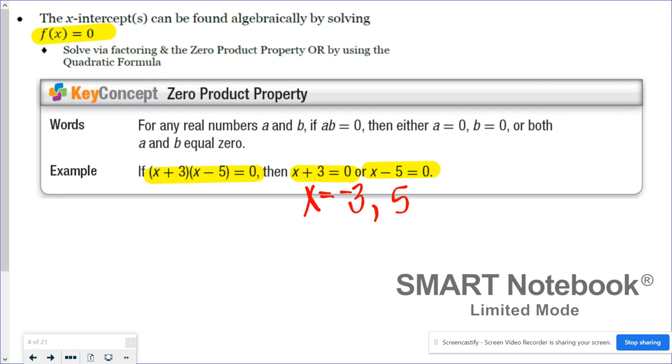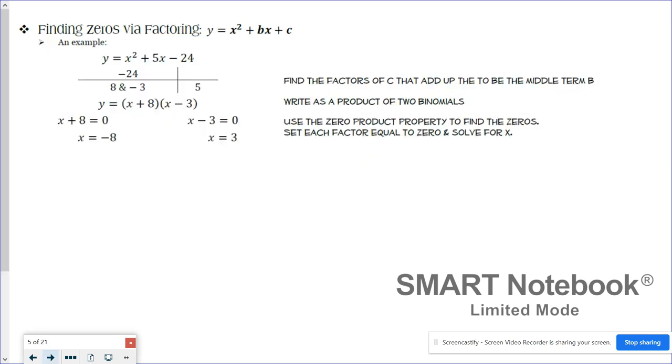Okay, so we have to write it in factored form and then simply use the zero product property to find the actual zeros. There are two cases of factoring that you can encounter. This is the nice easy case, when it's just 1x squared. In this scenario, you simply want to find the factors of c, the constant term, that add up to be the middle term. That's what I'm doing in this little table: finding the factors of -24 that add up to be 5. The two factors are 8 and -3, so I can write them as a product of two binomials. One factor is x plus 8, the other is x minus 3.